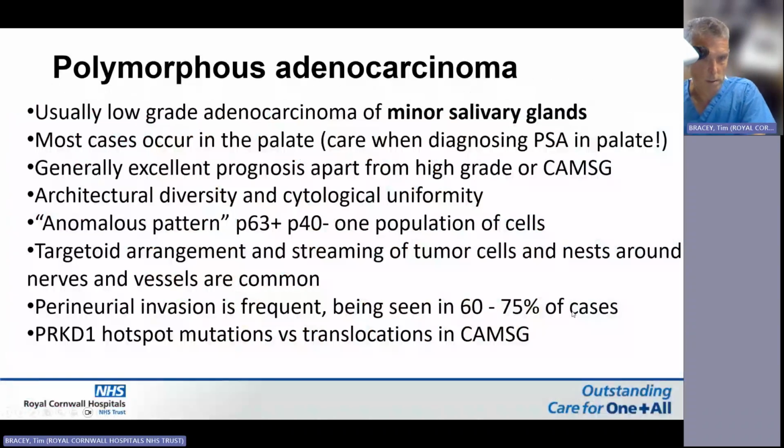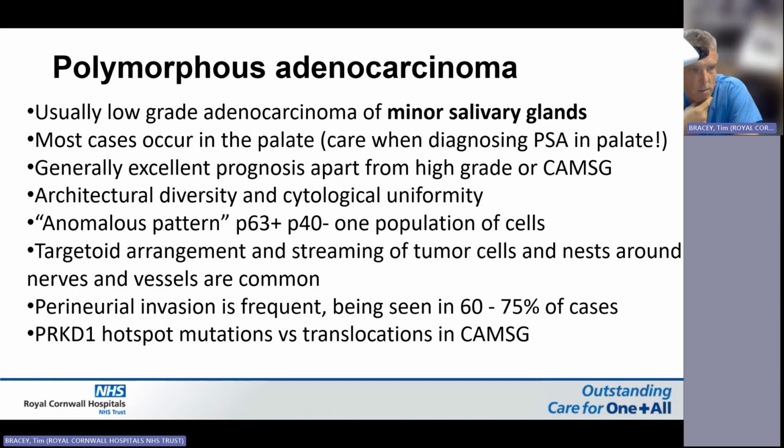So this is polymorphous adenocarcinoma. It used to be called PLGA, or polymorphous low-grade adenocarcinoma, but in the most recent WHO, it's called polymorphous adenocarcinoma, acknowledging that you can get high-grade variants of this. But it is usually low-grade. I would say nearly all of the ones that I've diagnosed have been either palate or upper lip.